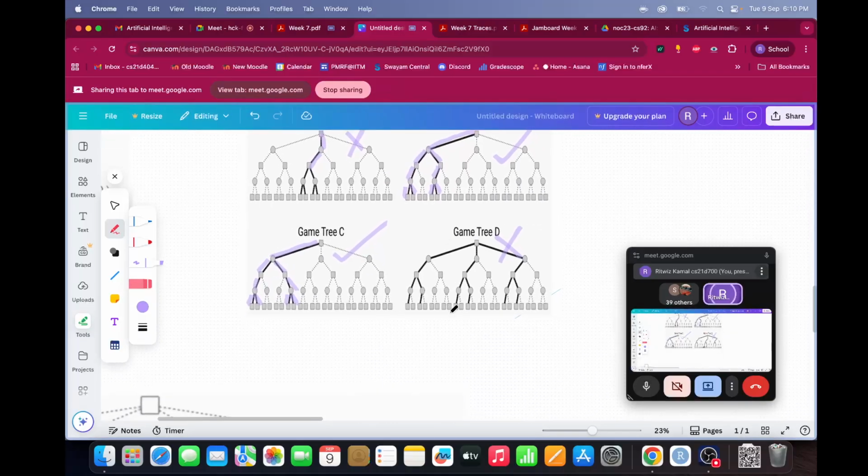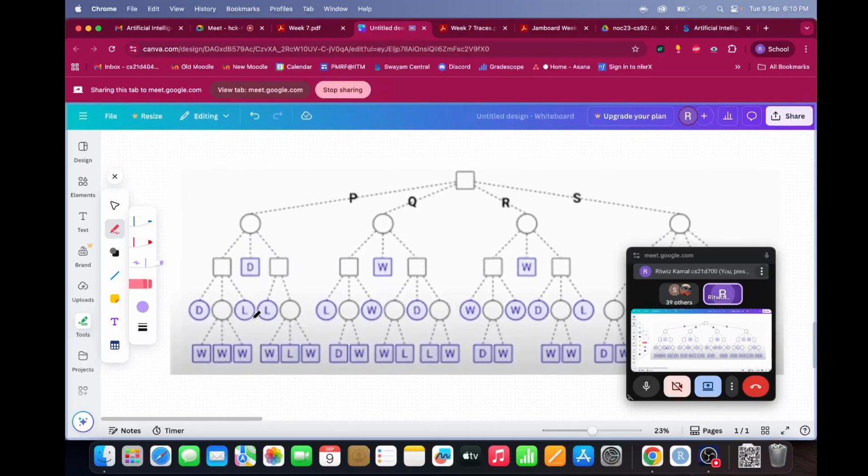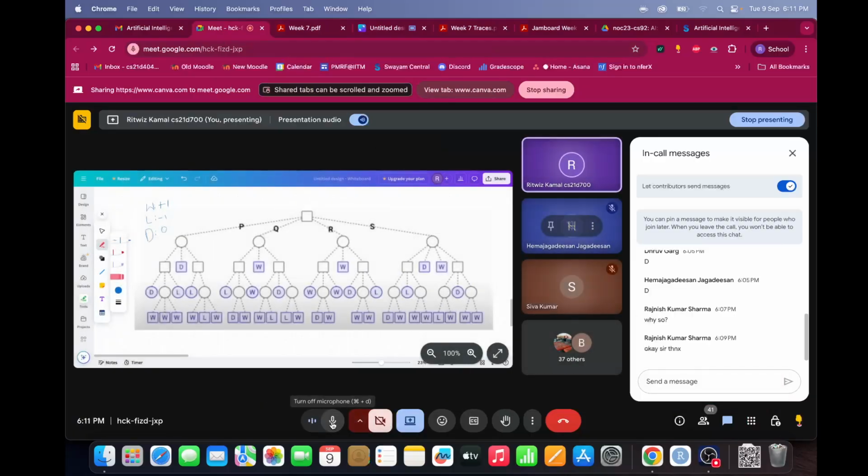Okay, so I'll move to the whiteboard where you can see an enlarged version of the game tree, and I'll just, for the sake of mentioning, write it down here that win corresponds to +1, loss corresponds to -1, and draw corresponds to 0. Okay, so I'll wait a couple of minutes and then we can discuss the solution.